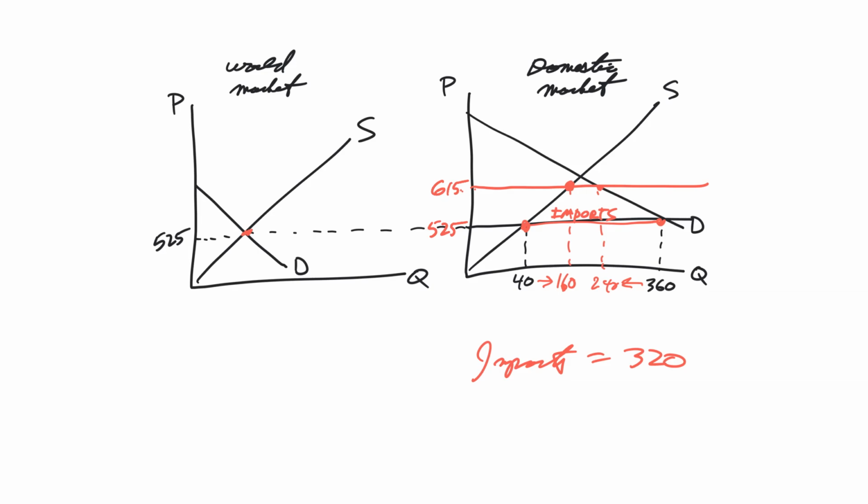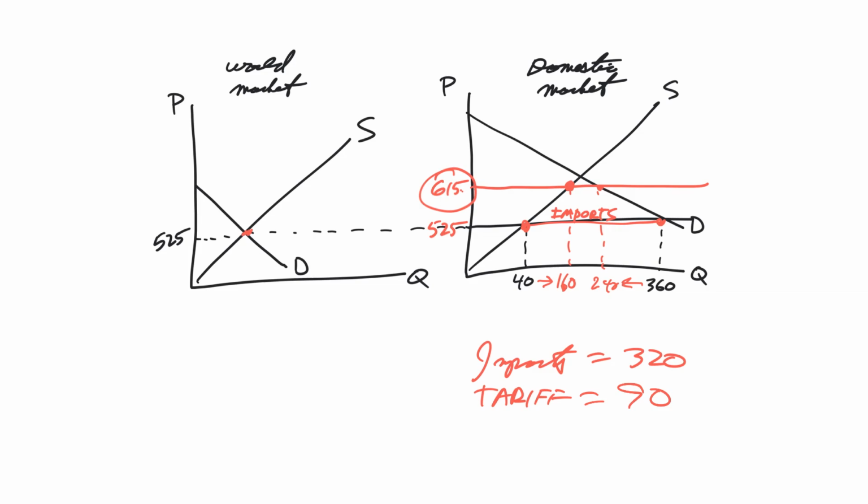And therefore, the tariff needs to be how much? The price needs to go up to 6.15 such that imports will fall to 80. Therefore, the tariff needs to be the difference between 6.15 and 5.25, which is 90 bucks. 90 bucks per unit. There you go.